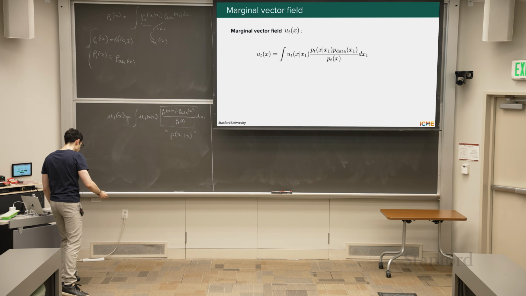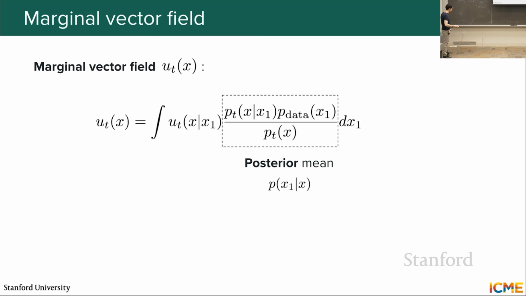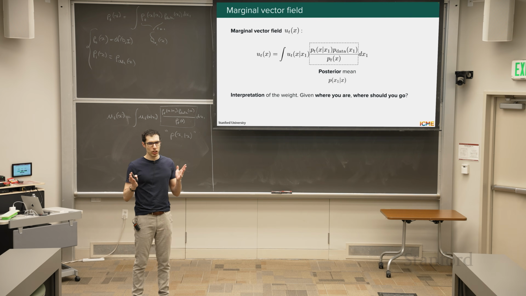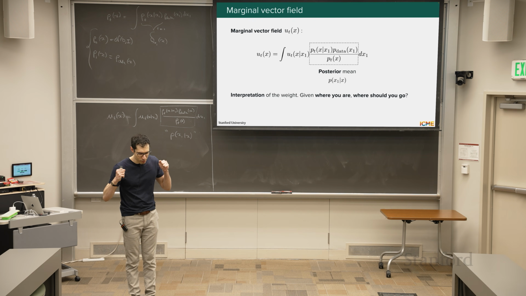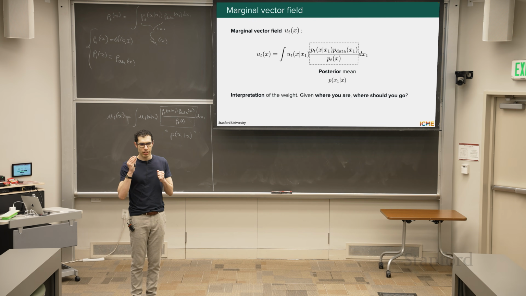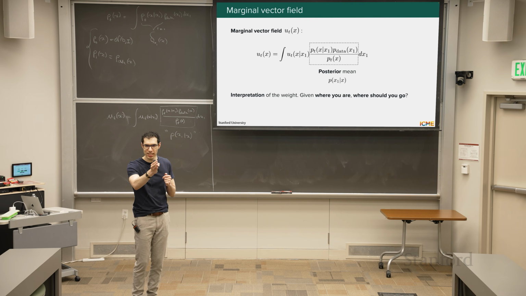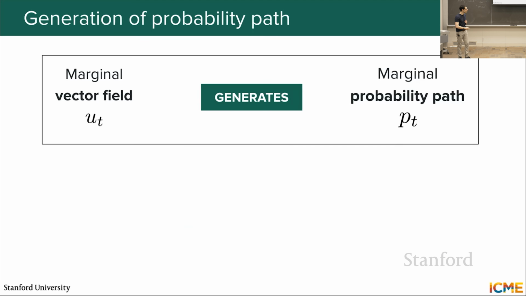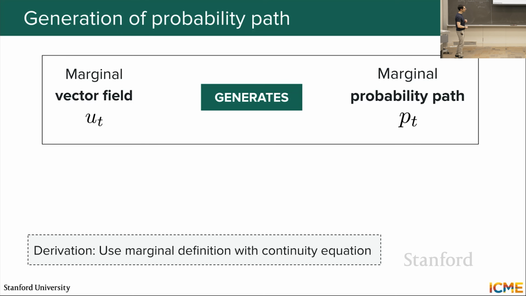So you can think of this as the posterior mean. And this coefficient can be interpreted as, OK, given where I am, how likely is it that this point is where I want to go? And now I'm going to tell you the biggest result.